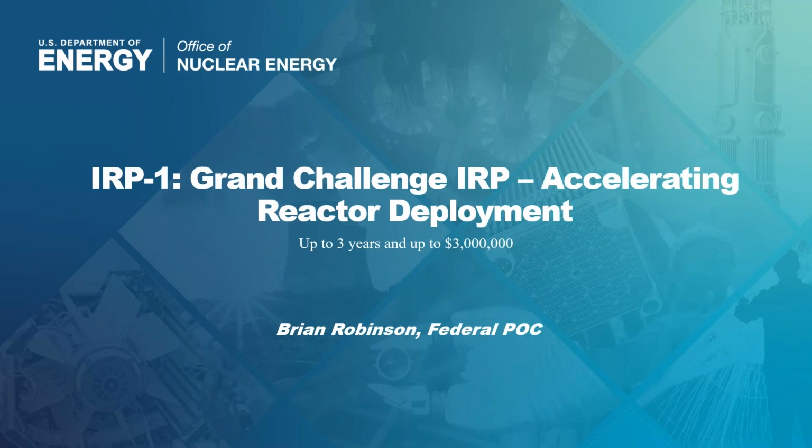I want to give a little background here for the IRP-1 Grand Challenge IRP for accelerating reactor deployment. The subtext underneath is up to 3 years and up to $3 million. Again, you do not have to put in a 3-year package, and it doesn't have to be exactly $3 million. Sometimes we are looking for packages that are a little bit different in their structure, so just pay attention to this as you're putting your system together. I just want to emphasize that for a moment.